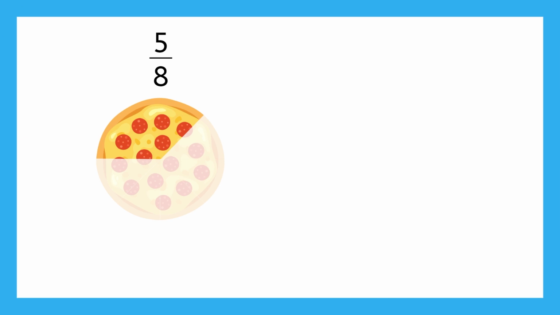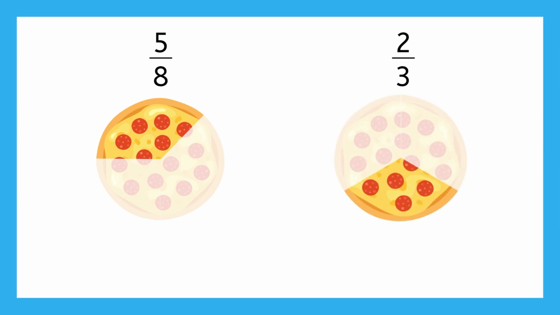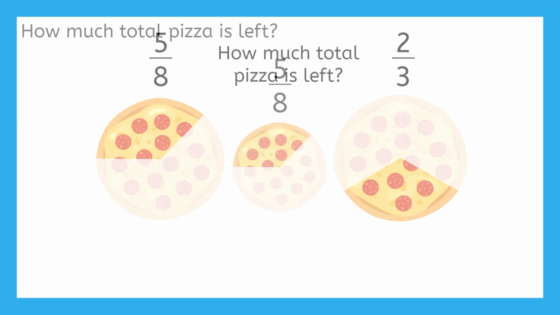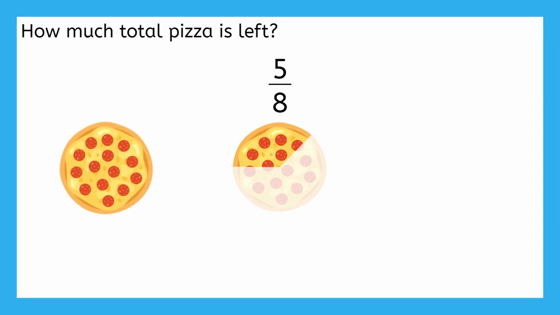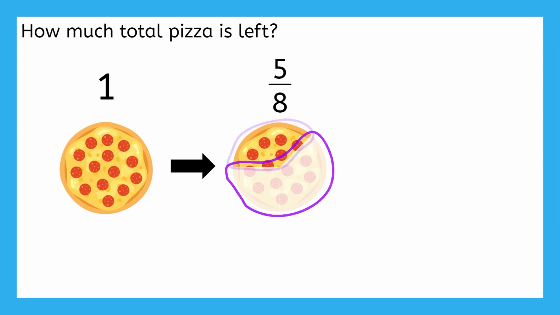I ate 5/8 of my pizza, and Jordan ate 2/3 of hers. We want to know how much total pizza is left. Before we can add up the total pizza, we first need to figure out how much is left from each of our pizzas. Let's start with mine. I started with a whole pizza, so we can represent that with 1. Then I ate 5/8 of it. To calculate how much is left, we need to subtract.